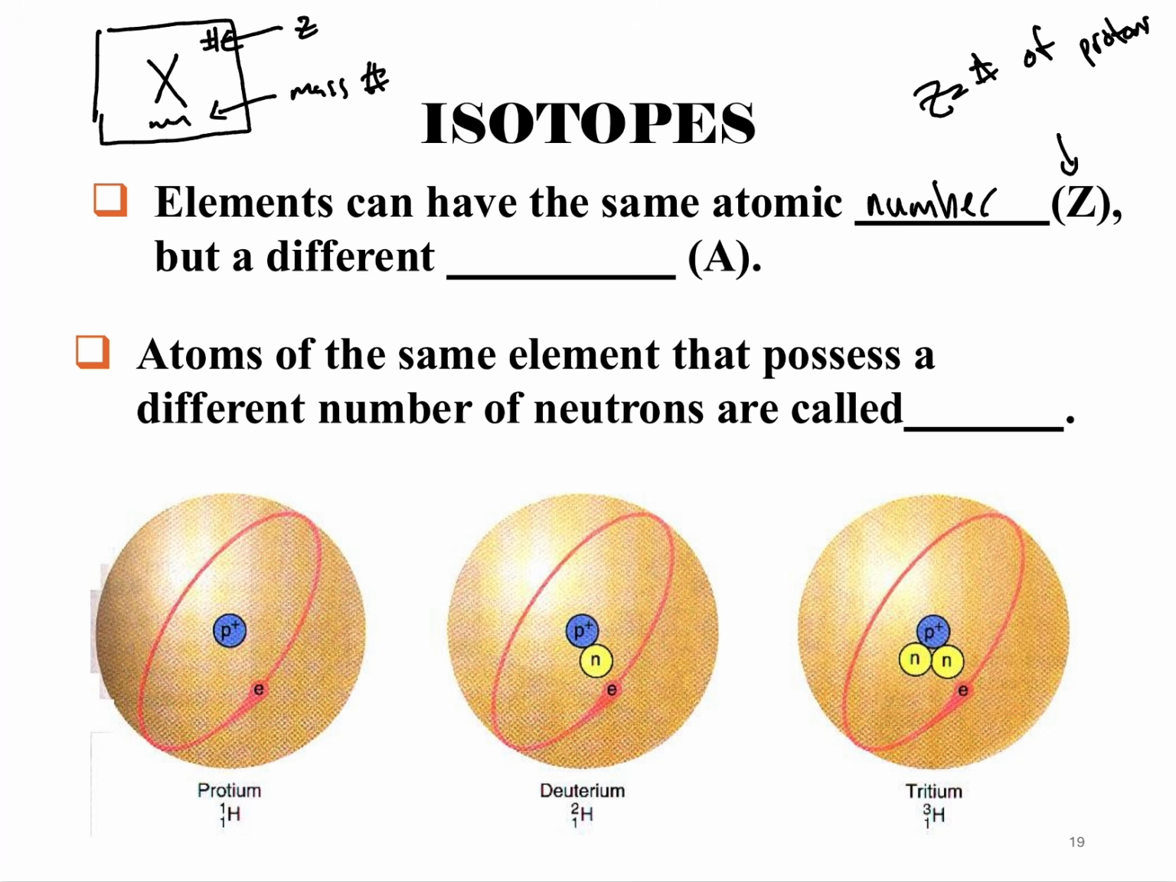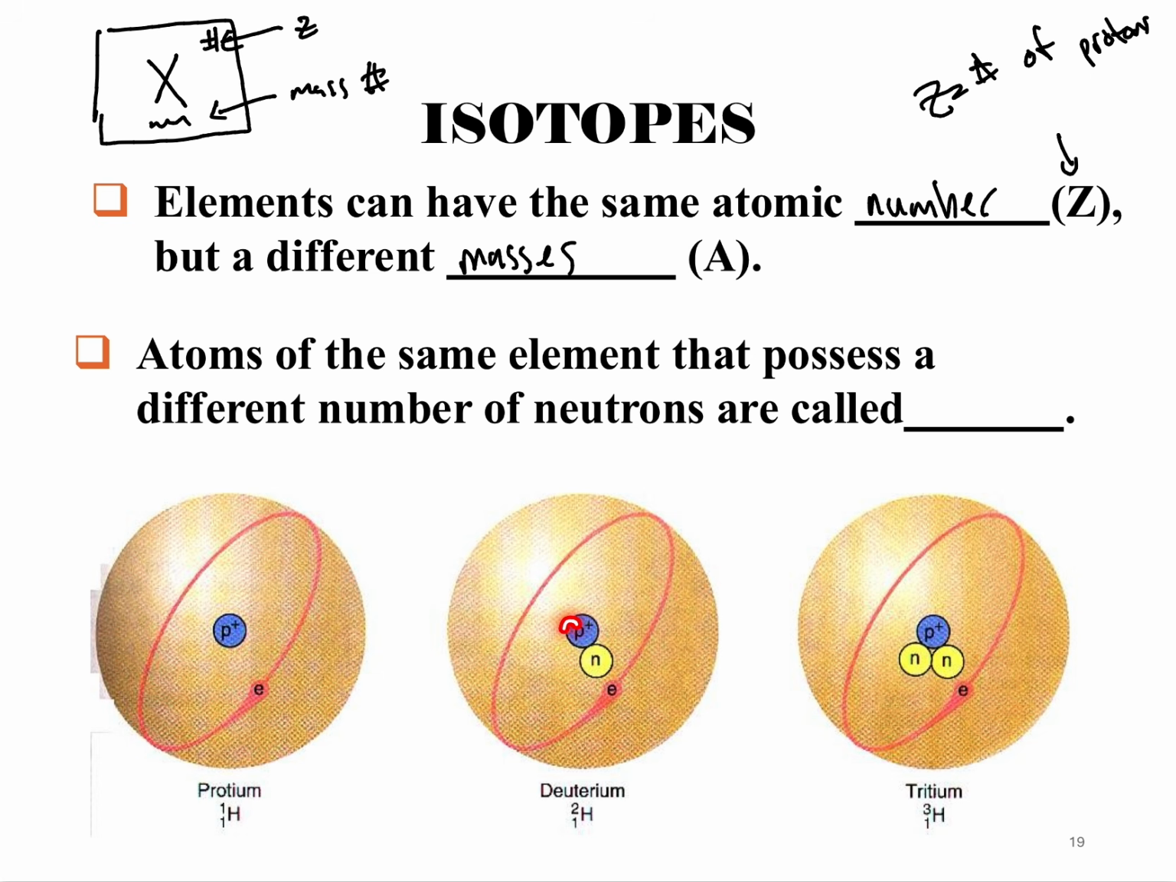So the identity is given by the atomic number, but for isotopes you can have different masses. You have the same number of protons but a different number of neutrons. Here we have an example of hydrogen and three different isotopes of hydrogen. Hydrogen is the simplest element, with one proton and one electron in this isotope called protium. Deuterium, this is the most abundant form.